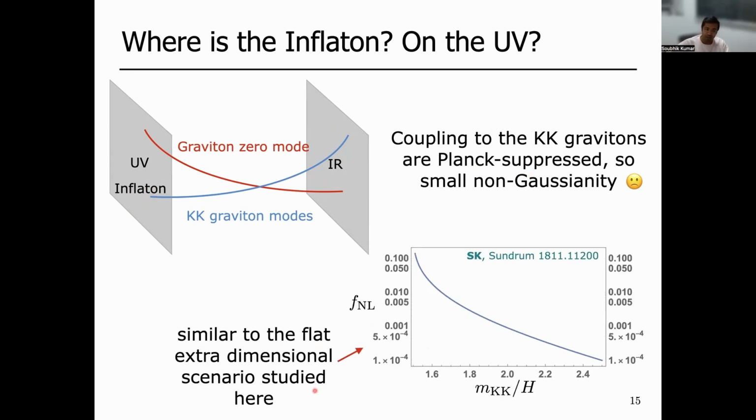This is similar to what happens in flat extra-dimensional scenarios that we studied a while ago. We found that the f_NL parameter, which is used to quantify the strength of the 3-point function, is pretty small. It is still potentially detectable within future instruments, especially those using 21 centimeter experiments.